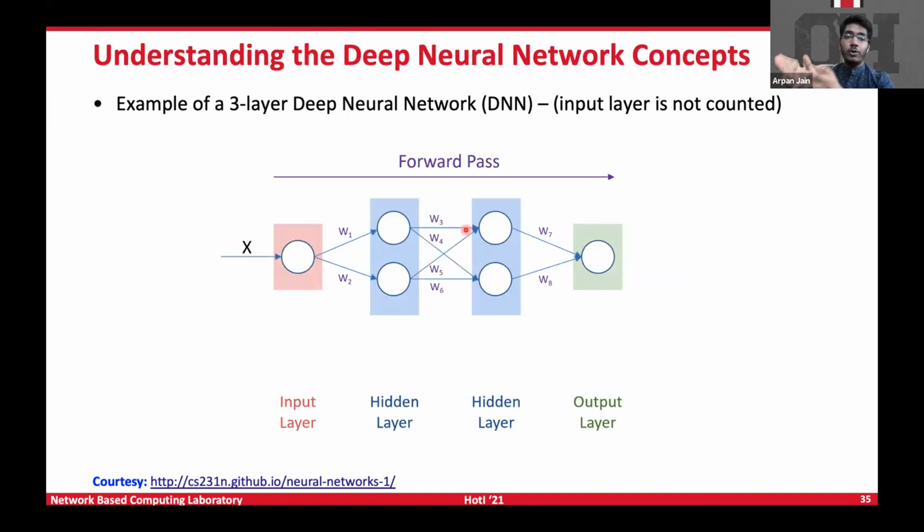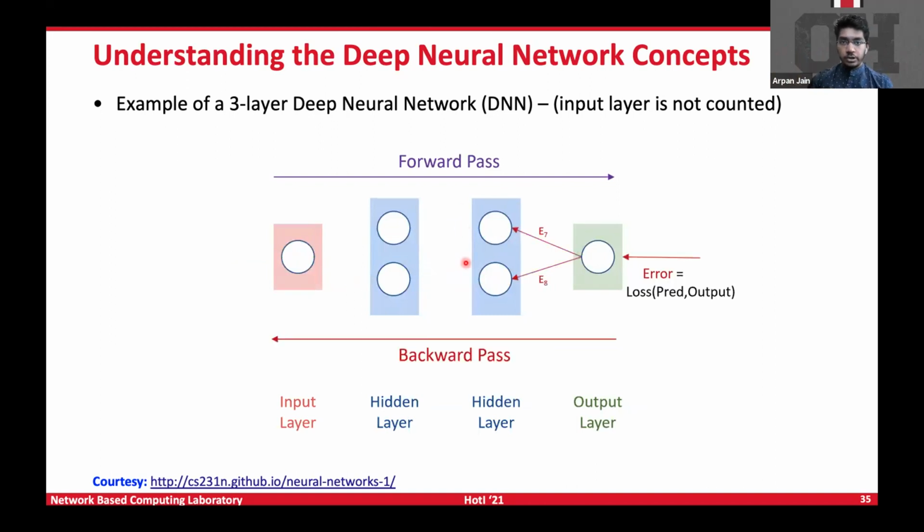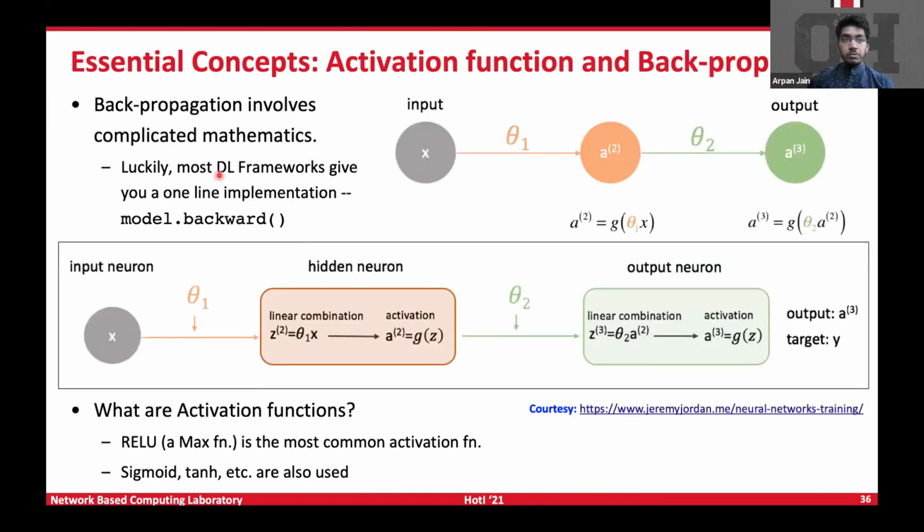Actually, we do the forward pass and the backward pass. We all know that backpropagation involves complicated mathematics, like when you are backpropagating the errors to the neurons, you need to calculate different partial derivatives, because in order to calculate the gradients which are used to update the weights. Luckily, most deep learning frameworks give you a one-line implementation, so you don't have to implement any of those things, or even understand those things. You can just call model.backward, and the deep learning framework will do the backward propagation on the whole model.